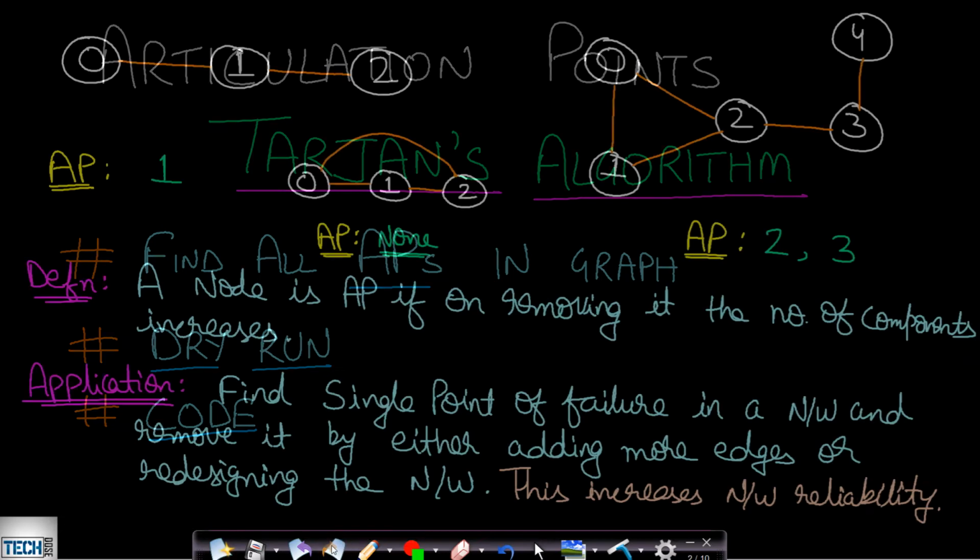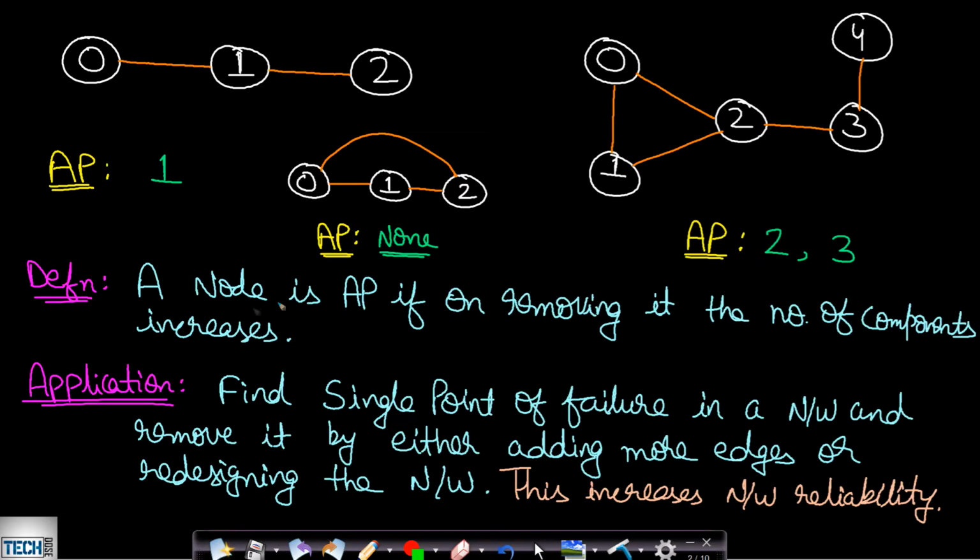So let us start with this articulation point. Now what is an articulation point? The definition is a node is an articulation point if on removing it the number of components in the graph increases. Let us take this first example. So in this graph there are three nodes 0, 1, 2. If you try to remove this one along with the associated edges, then will this create extra number of components? Initially we had only one component in the graph. So if you remove this one along with the associated edges, then you will be having two components.